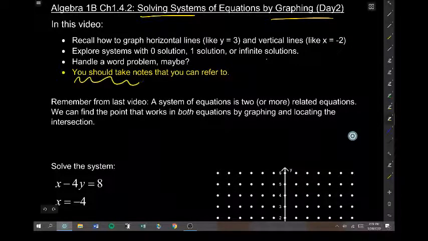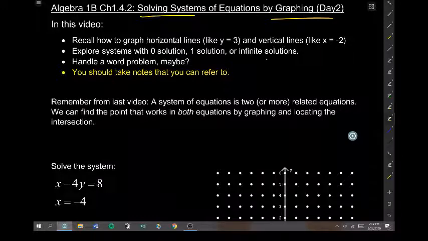I've not been stressing this very much, but I should. You should be taking notes that you can refer to, either on paper or iPad, where we're going to talk about no solutions, 1 solution, infinite solutions, and I'll draw an example and I'll give scenarios. You should be copying these down. You should have a place you can refer to things so you can learn from them beyond just trying to find my video again.